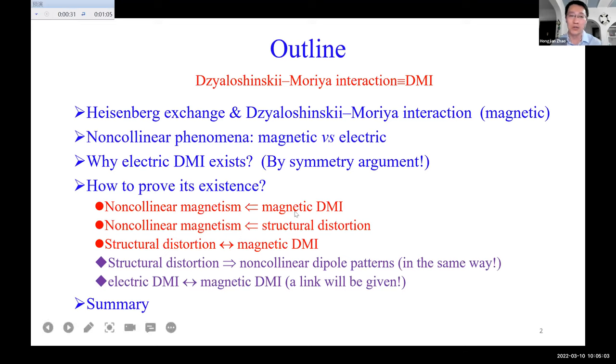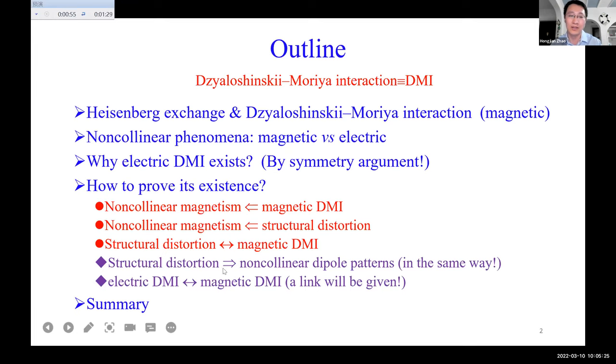In this part, I will outline, for example, that the non-collinear magnetism in some rare earth ferrites originates from a magnetic Dzyaloshinskii Moriya interaction. Then we also know that some structural distortion can lead to this non-collinear magnetism. Hence, the structural distortion is linked with magnetic DMI.